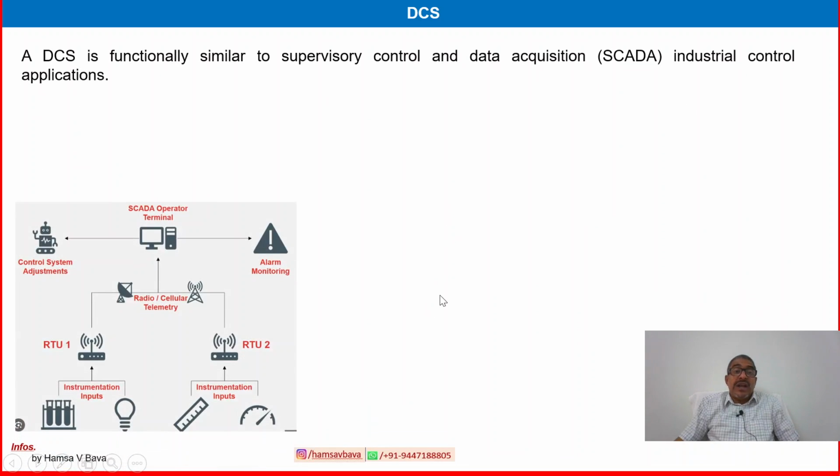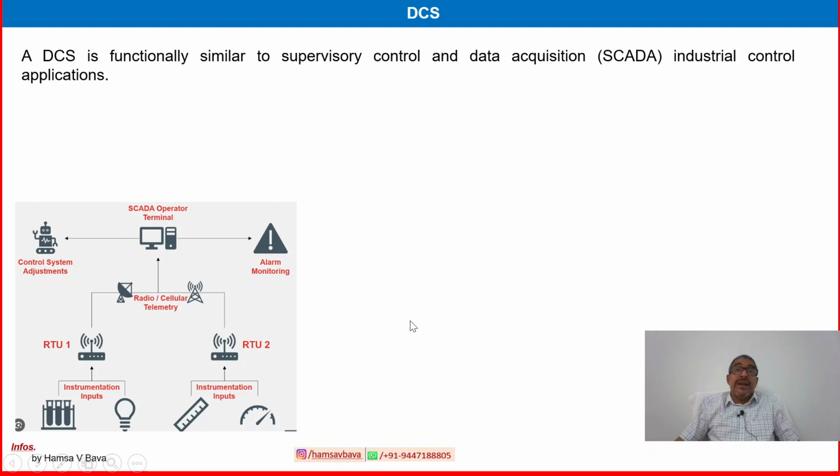A DCS is functionally similar to supervisory control and data acquisition, SCADA. This also we have to discuss. We will discuss it in detail in the coming videos. SCADA is also another control system used for industrial control applications, you can look at the picture. Some more information: DCS is not equal to SCADA.